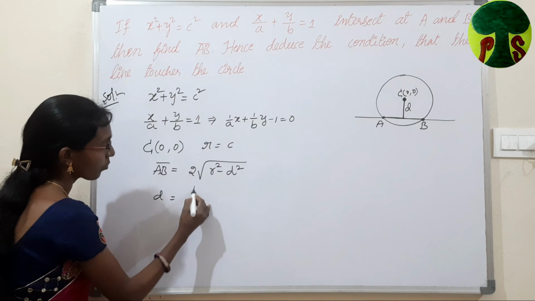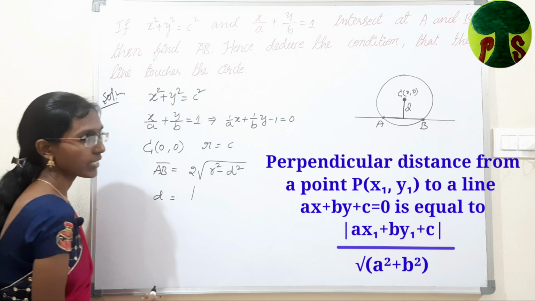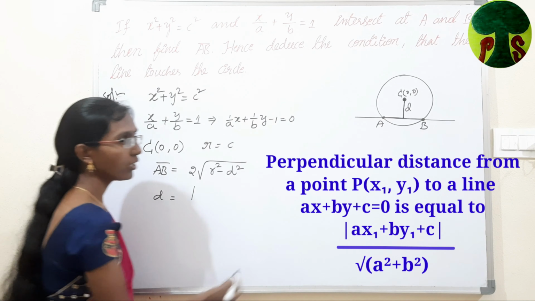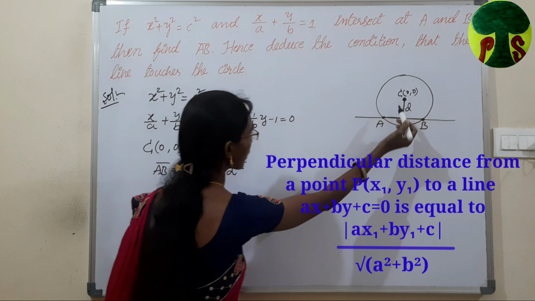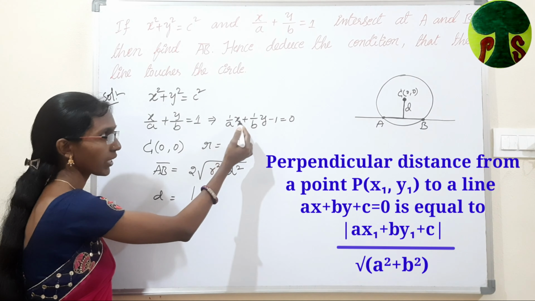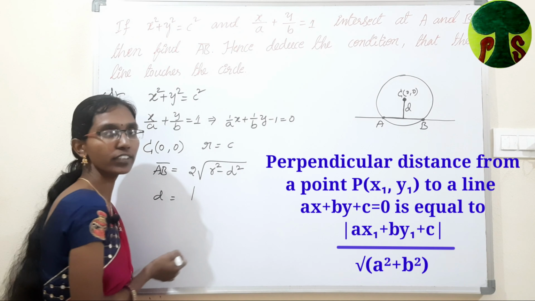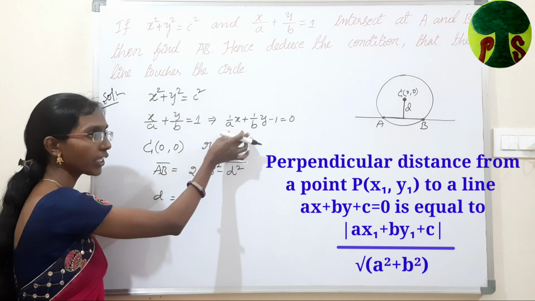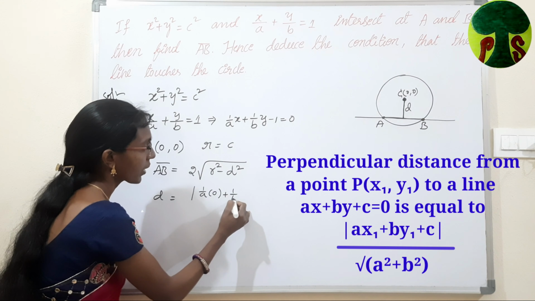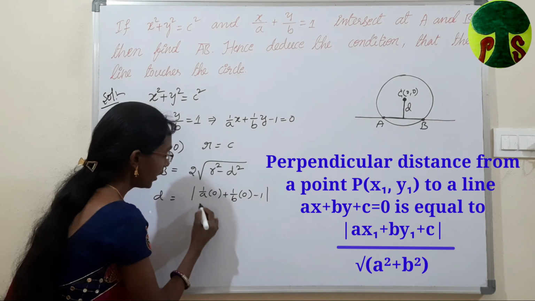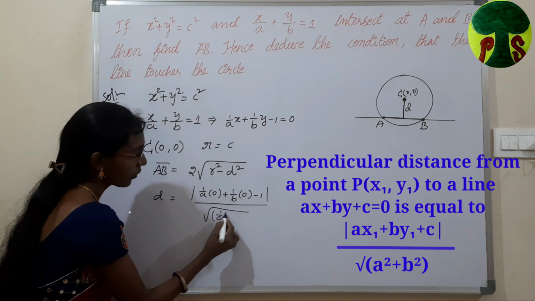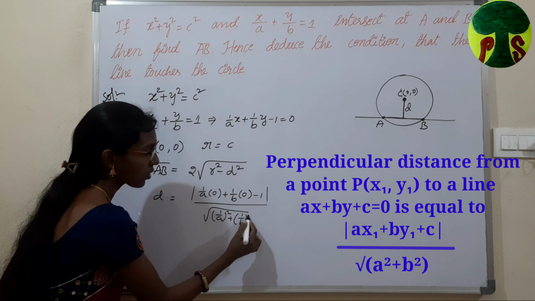So d is equal to modulus of, the formula is a x1 plus b y1 plus c by square root of a square plus b square. So here the x1, y1 values are nothing but 0, 0, and the equation of the line ax plus by plus c equals to 0 is 1 by a x plus 1 by b y minus 1 equals to 0. So in the place of x1, y1 we need to substitute 0, 0. So 1 by a into 0 plus 1 by b into 0 minus 1 divided by square root of a square. In the place of a we have (1 by a) whole square plus (1 by b) whole square.